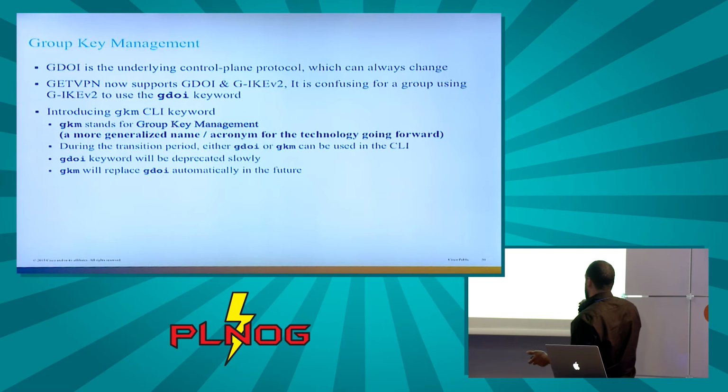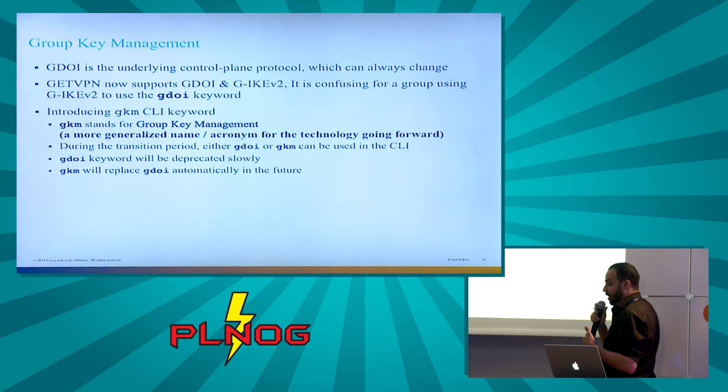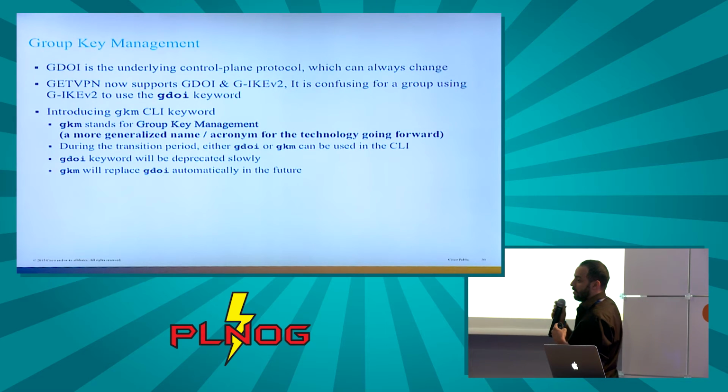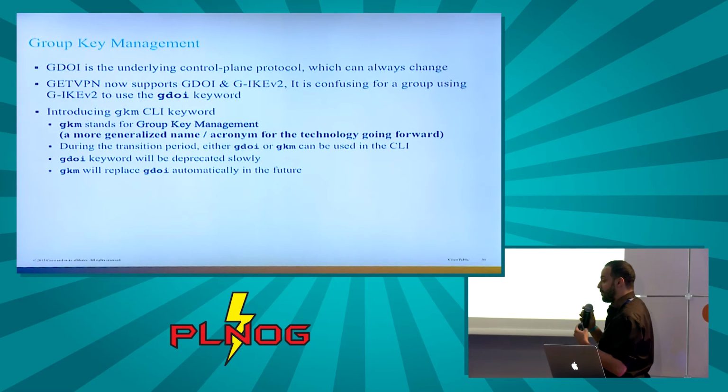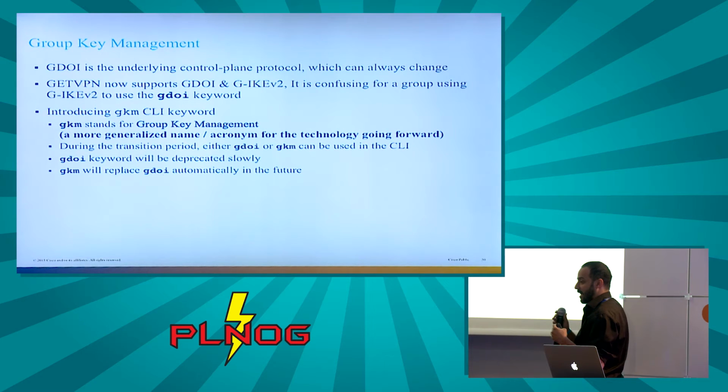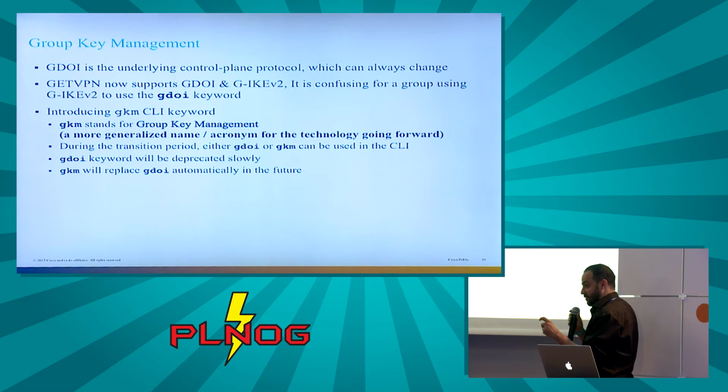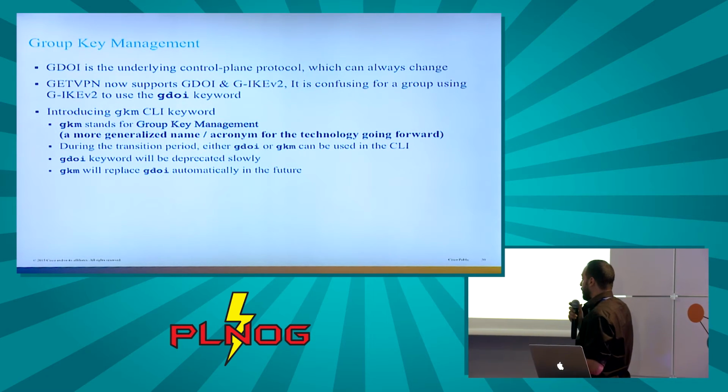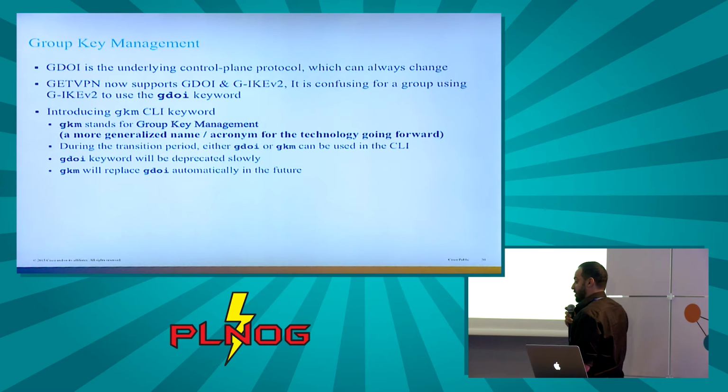The idea is that for a period of time, you will have the possibility to use both Gherdaoui and GKM in the CLI. After some time, we will deprecate the Gherdaoui keyword by hiding it. You will still be able to enter it, but it will be hidden when you use the question mark. And after some more time, when you upgrade your devices, the Gherdaoui configuration will be automatically changed to GKM.